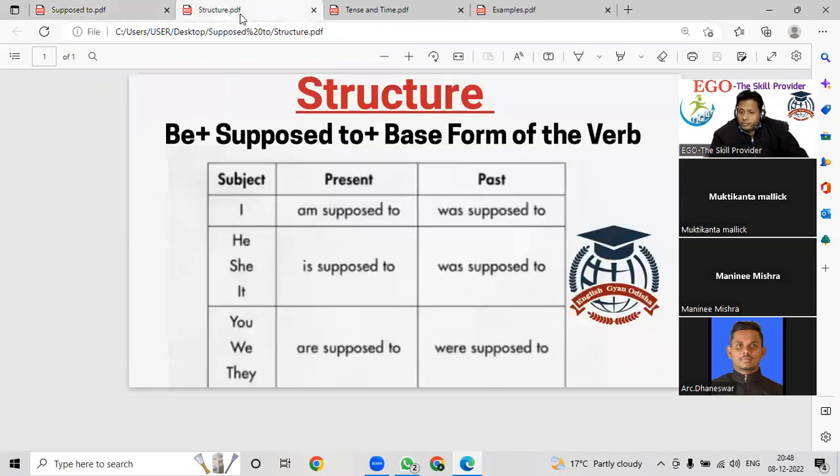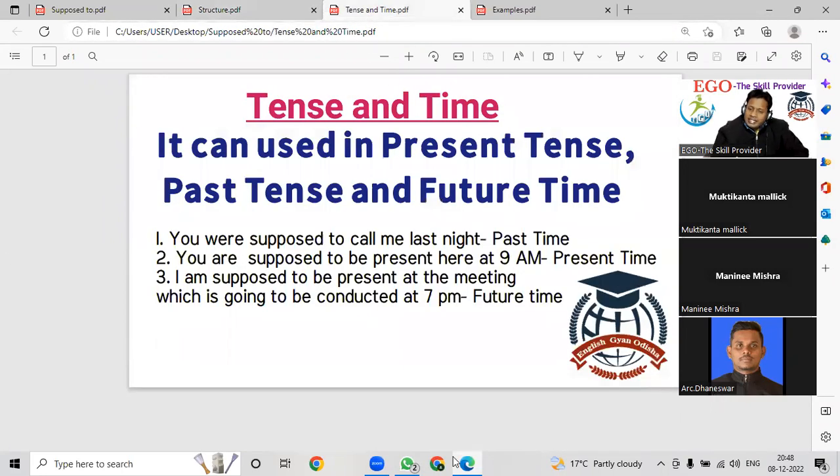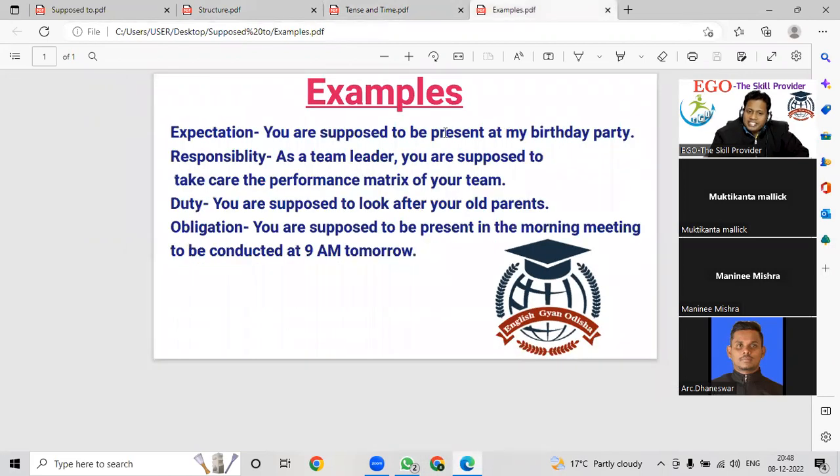Be plus supposed to. Be means is, am, are. You cannot say I supposed to, it won't work. I am supposed to. That's why be. Be means is, am, are, was, were. Is, am, are for present tense and was, were for past tense. Got it? And something called tense and time: it can be used in present tense, in past tense, and in future time.